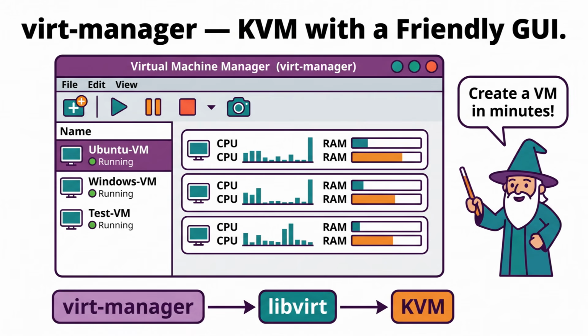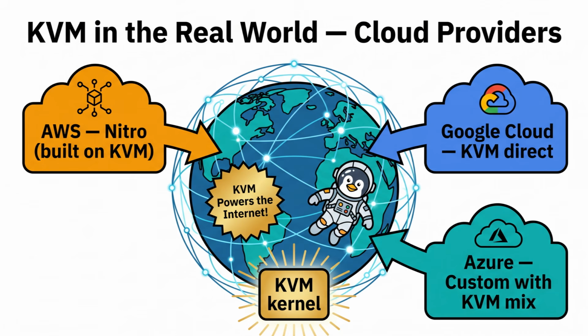Not a fan of command lines? No problem. Virt-manager is a graphical desktop app for managing KVM virtual machines. You can create new VMs with a wizard, see live CPU and memory usage, manage snapshots, configure networking, all with point and click. It's especially great for beginners. Virt-manager connects to libvirt, which then talks to KVM. Same power, friendlier face.